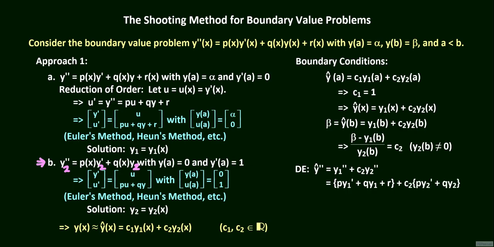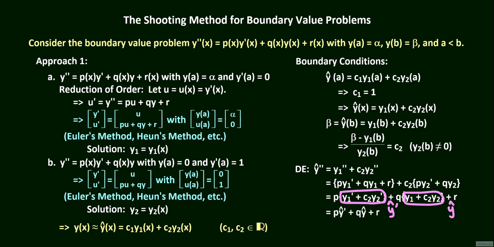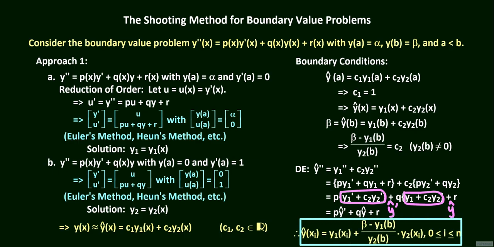Gathering the p terms, we have p times the quantity y sub 1 prime plus c sub 2 times y sub 2 prime. And gathering the q terms, we have q times the quantity y sub 1 plus c sub 2 times y sub 2. Then we have plus r. This is y hat. This is y hat prime. So y hat satisfies the differential equation with the correct boundary conditions, and the discrete version of y hat is the shooting method solution to the boundary value problem.